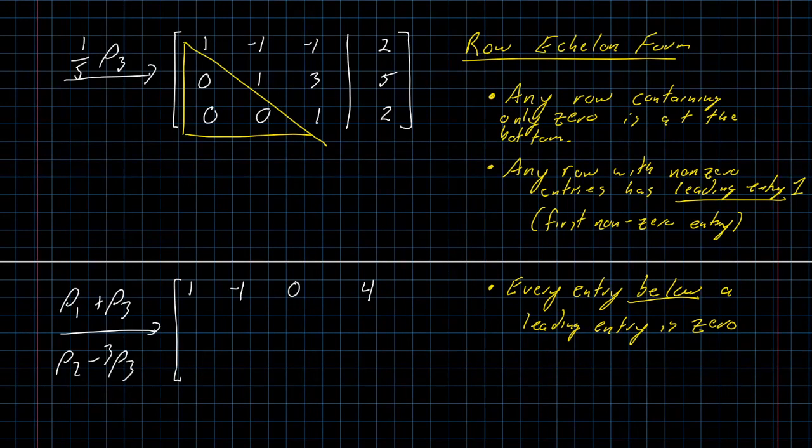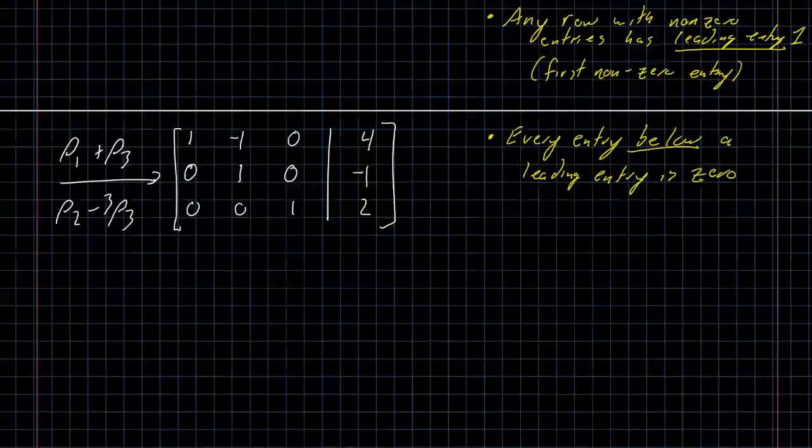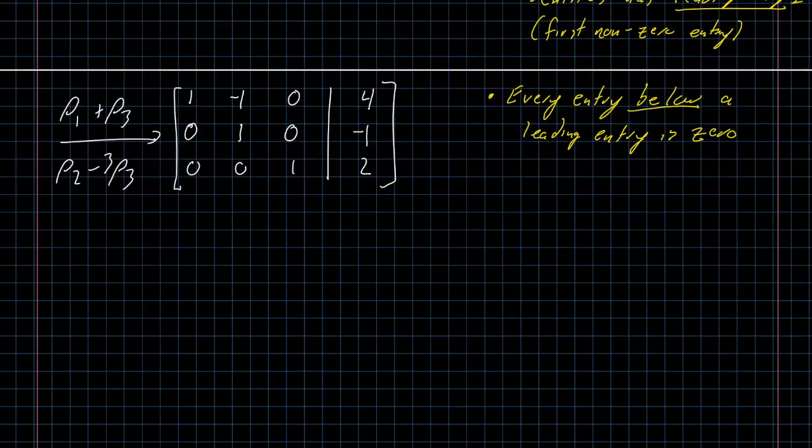0 minus 3 times 0 is 0. 1 minus 3 times 0 is 1. And 3 minus 3 times 1 is 0. 5 minus 3 times 2 is 5 minus 6, which is -1. And then the third row, 0, 0, 1, 2, stays the same. We're almost there. We've got one step left to do.